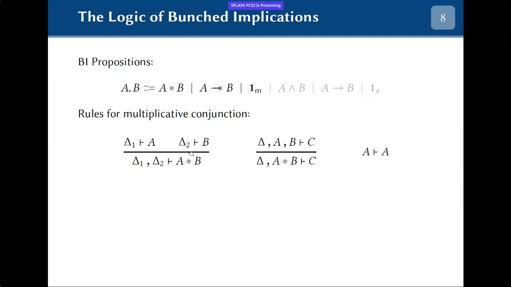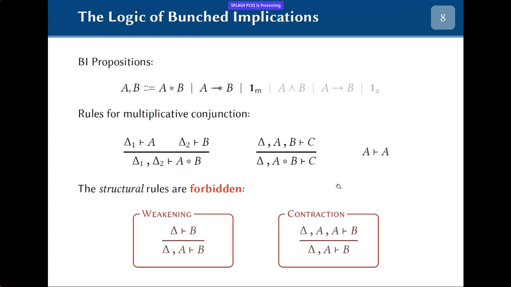For example, here, to prove that A star B is true, we need to prove that A is true and that B is true. The big twist, however, is that we are forbidden from using the so-called structural rules, which are weakening and contraction. Weakening is the rule that allows you to discard a hypothesis if you find out that you don't need it for the proof. And contraction is the one that allows you to duplicate a hypothesis if you may need it more than once in the proof.